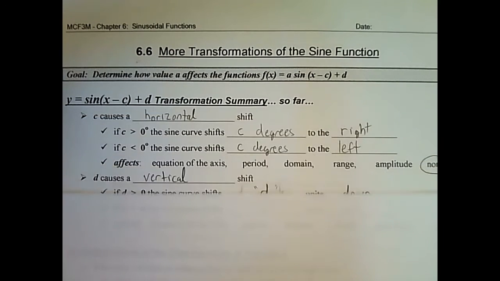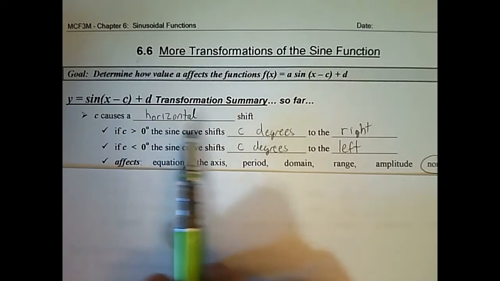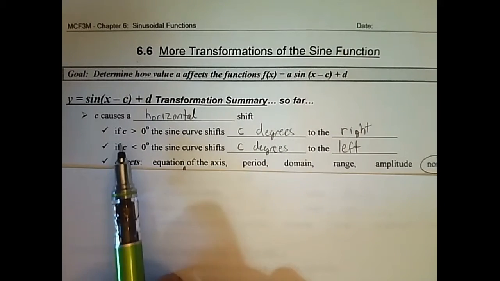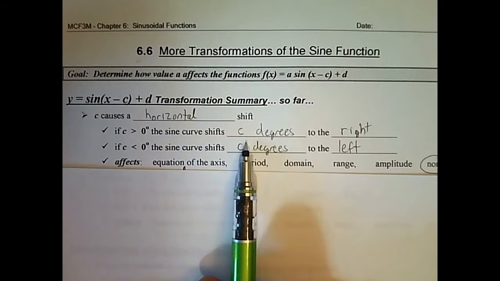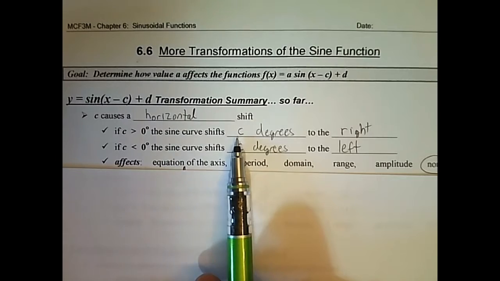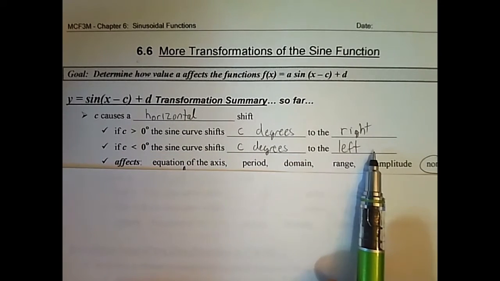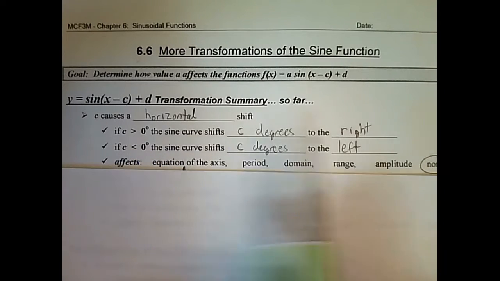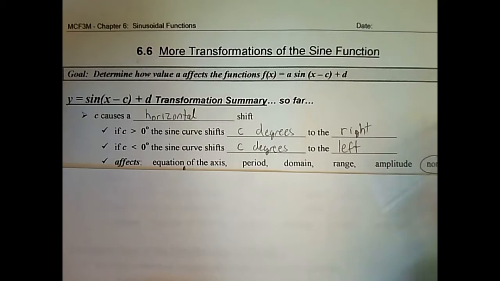So far our c value causes a horizontal shift. If c is greater than 0 degrees, it's a positive value, the sine curve shifts c degrees to the right. So whatever c is, if it's like 45 or 15. If c is a negative value, the sine curve shifts c degrees to the left. So if c is a negative number, it'll go in the negative direction. Keep in mind, whatever you see in the equation, that will be the opposite of what it is. So I don't want to get too much into that. I think you know what that means. I'm going to keep moving on.